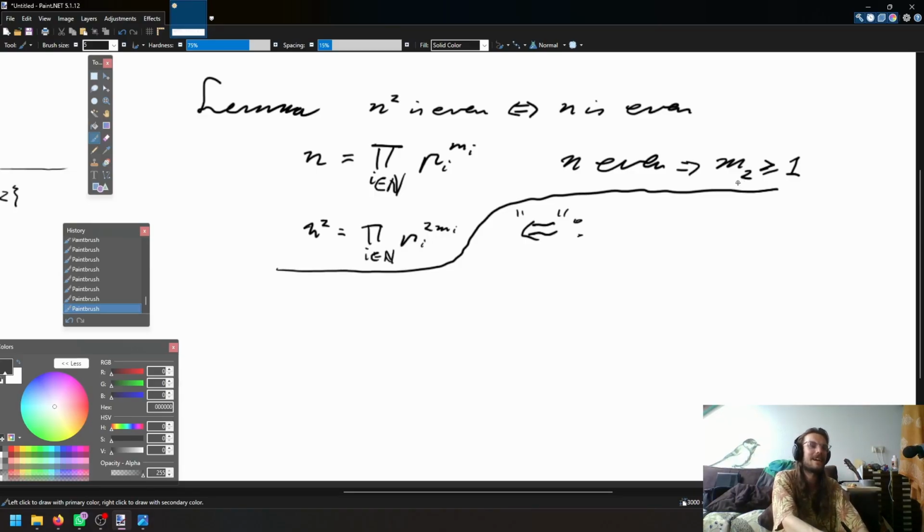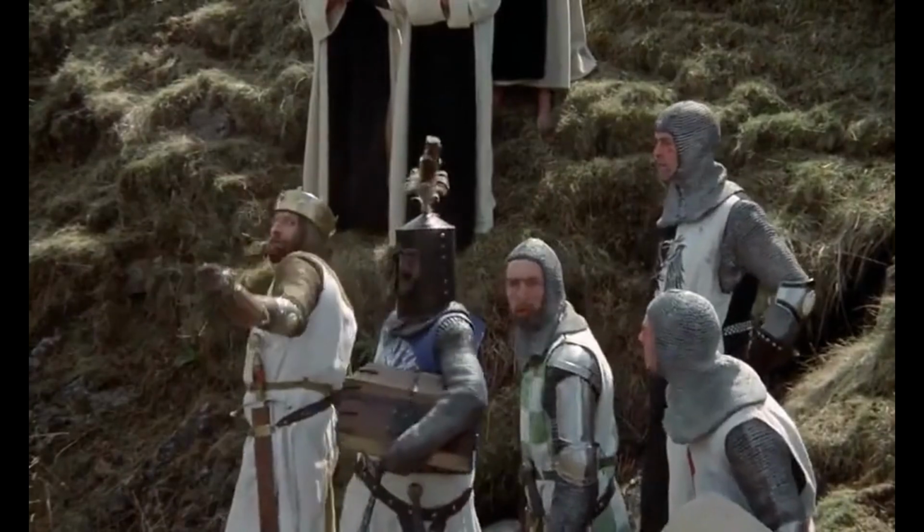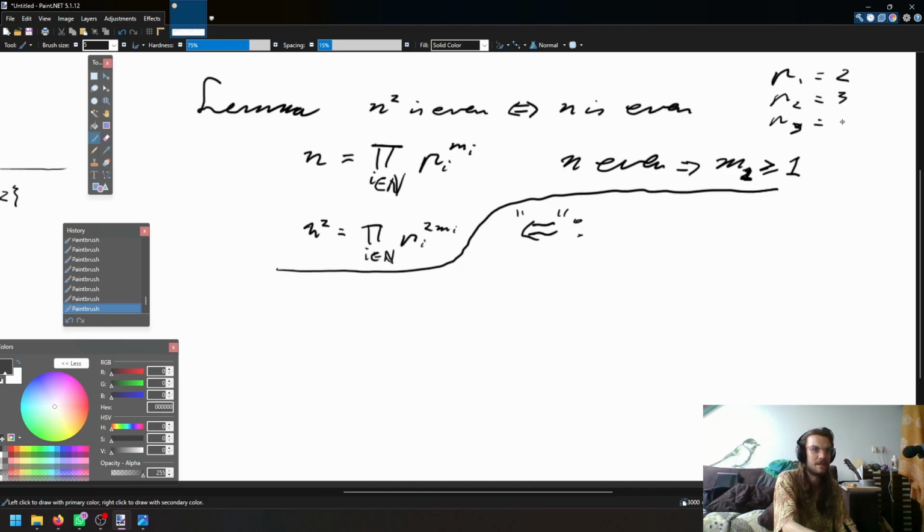Okay, I'm sorry, I made this so confusing. This should be m1, because 2 is the first prime number. So p1 is 2. P is all the prime numbers. So p1 is 2, p2 is 3, p3 is 5, p4 is going to be 7, and you just go down the list of the prime numbers. And that's how you do prime factorization.